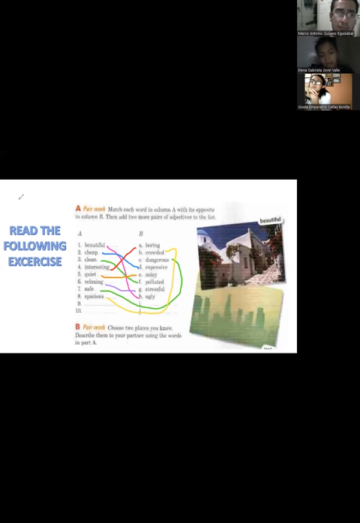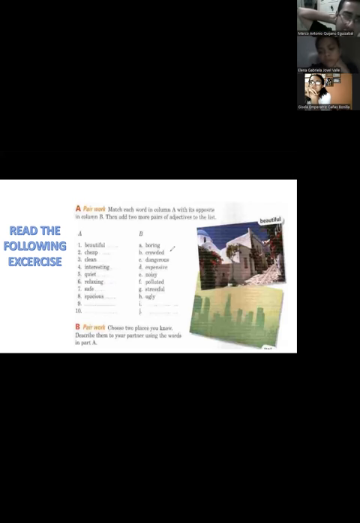In El Salvador or outside El Salvador, there are beautiful places. You can know about the cities, you can know about the places: boring, crowded, dangerous, expensive, noisy. So look how important this is. For that reason, I don't know if you have questions about vocabulary. ¿Tienen preguntas sobre vocabulario? No questions. Yes, I have.